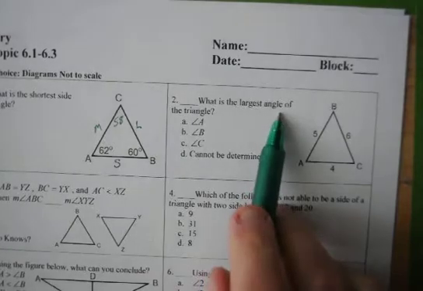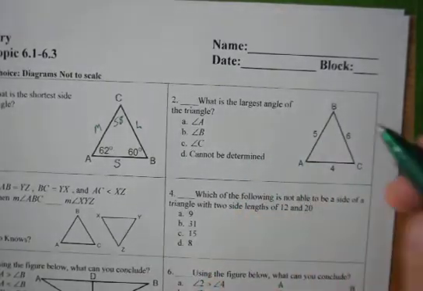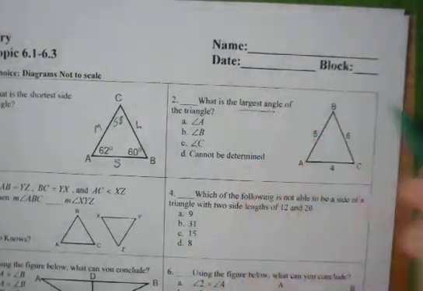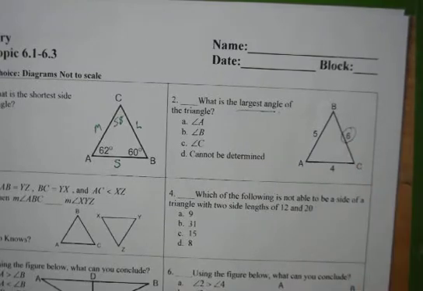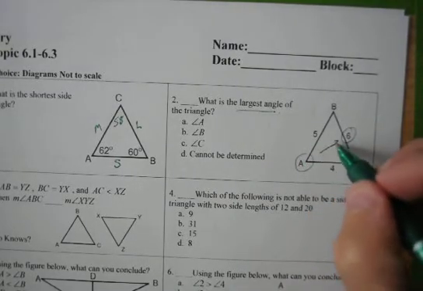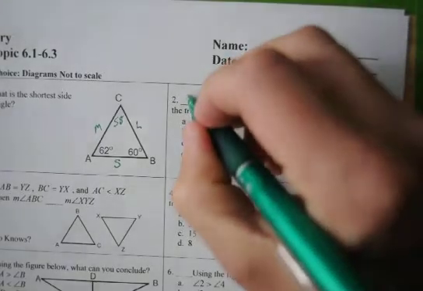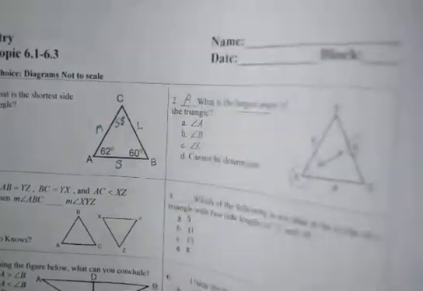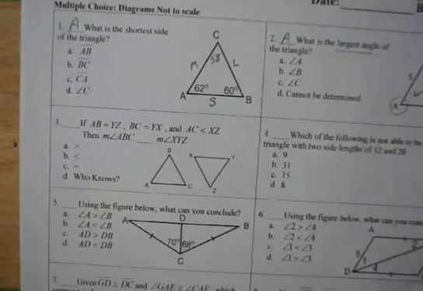What is the largest angle? Now this time use the sides. So largest angle, there's your largest side, so there's your largest angle. They're going to be across from each other. So far, pretty straightforward. Next one.